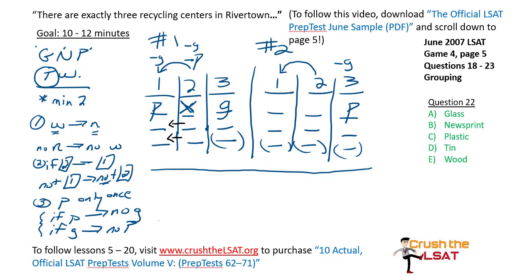Question 22, a must-be-true question. If glass is in center 3, what has to be recycled in center 2? Well, if you take a look at the diagram, we're in world 1 now, so you can get rid of P and G very quickly. So A is out and C is out.